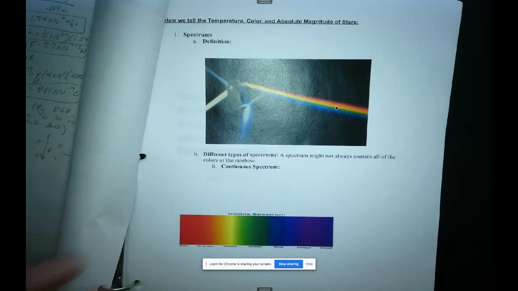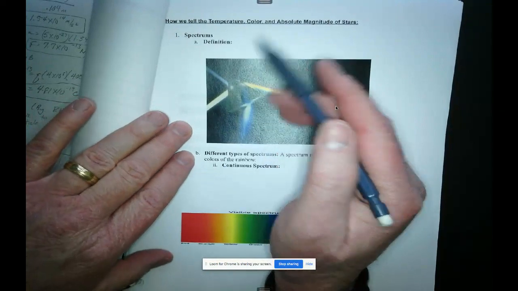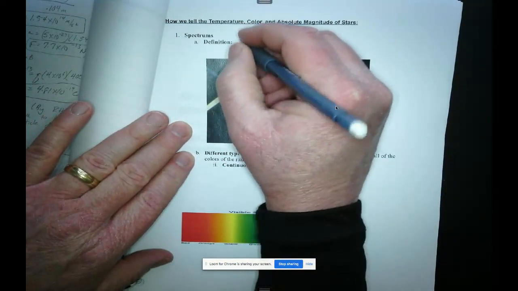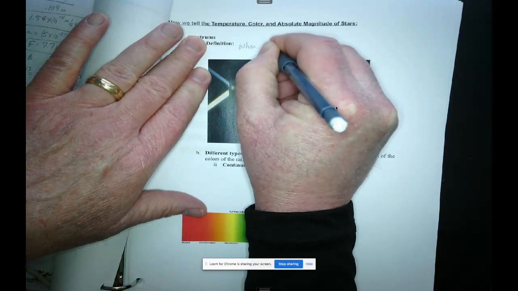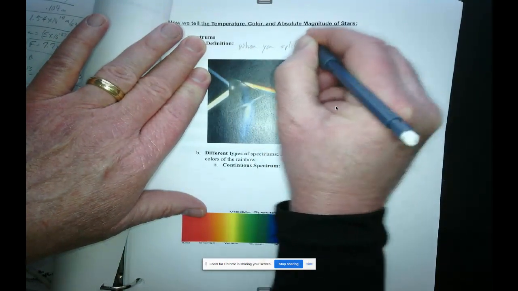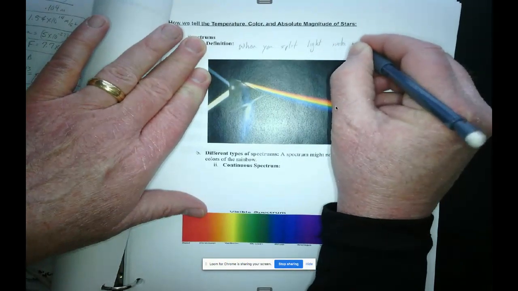All right. So next we're going to talk about is spectrums. And spectrums are when you split the light into its component colors.